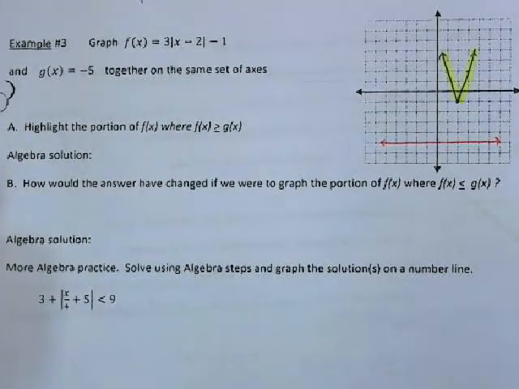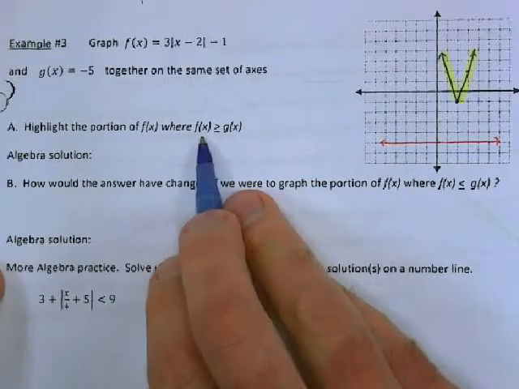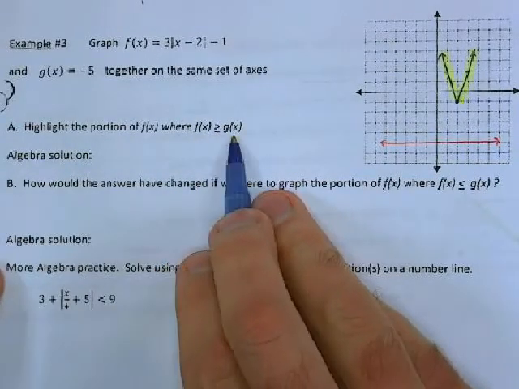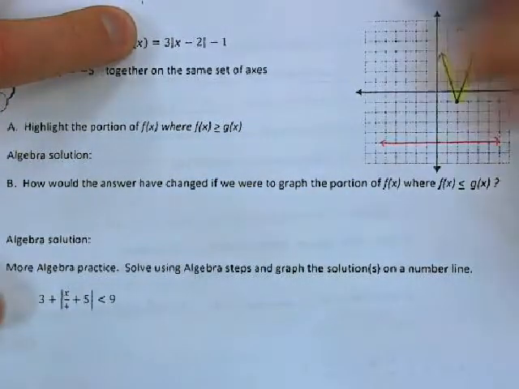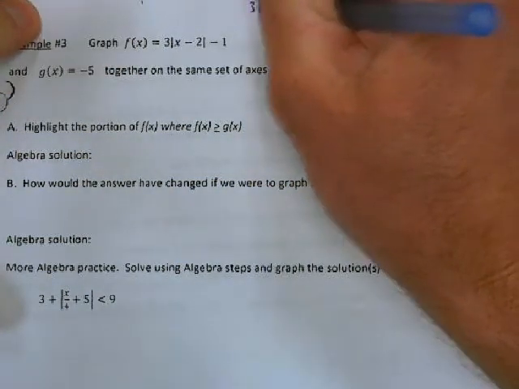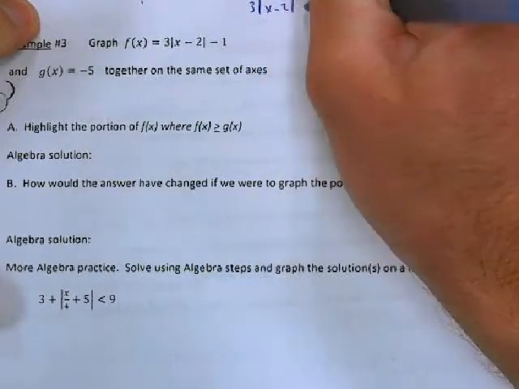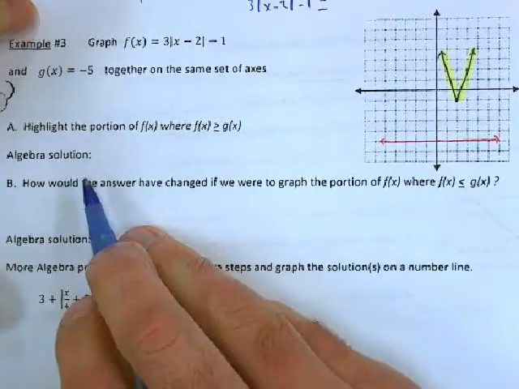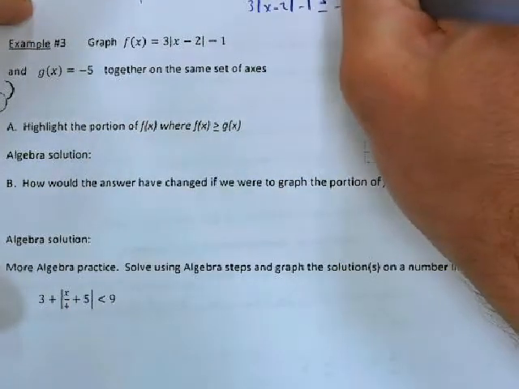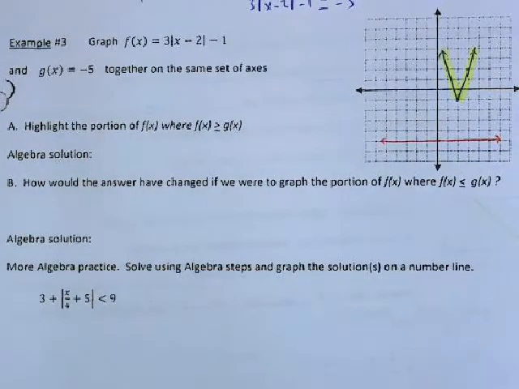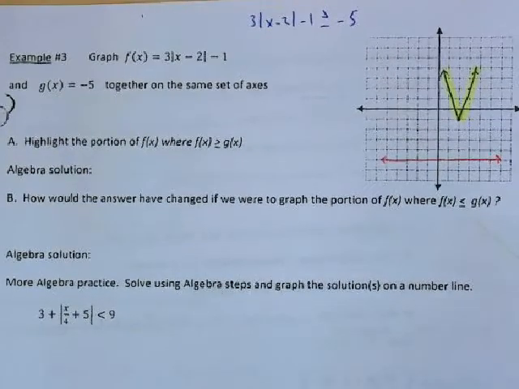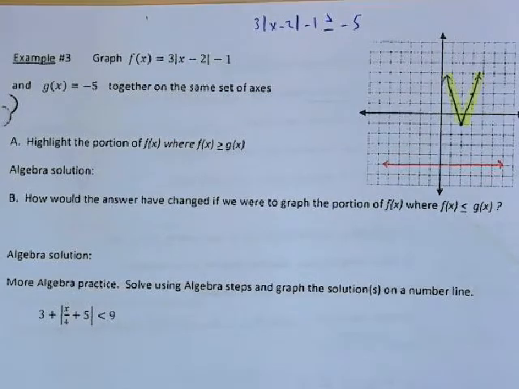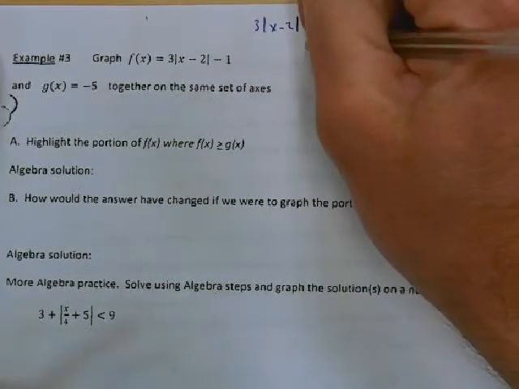If we look at our equation, which basically is right here, f of x is greater than or equal to g of x. Well, that's going to be 3 times the absolute value of x minus 2, minus 1, greater than or equal to g of x, which is -5. Okay, so when does that equation come out true for what values of x? Well, if we're going to solve an absolute value equation, we always want the absolute value part by itself. So let's start by adding 1 to both sides.